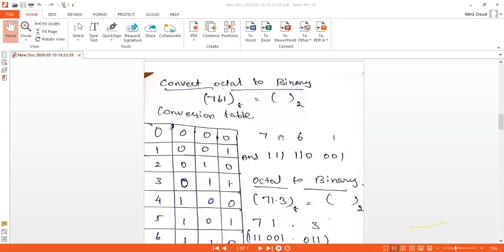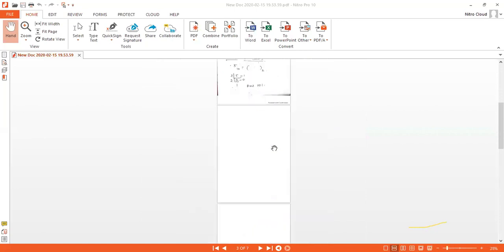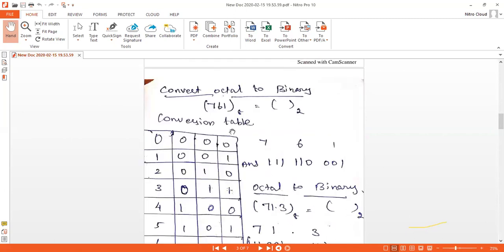Look at this. People who want can take a photo or you can copy. Convert octal to binary. Octal means base value is 8, and they're asking to go for a binary value. Binary means base value is 2.